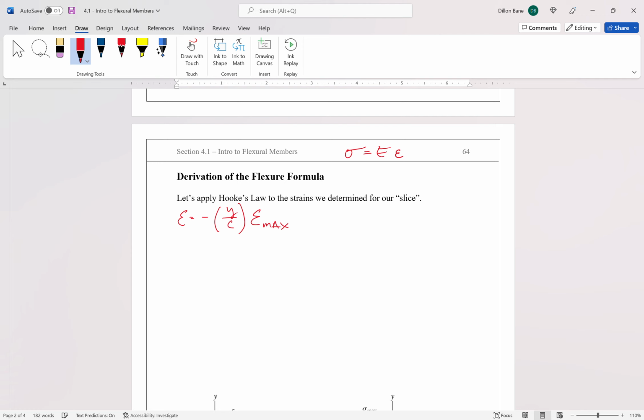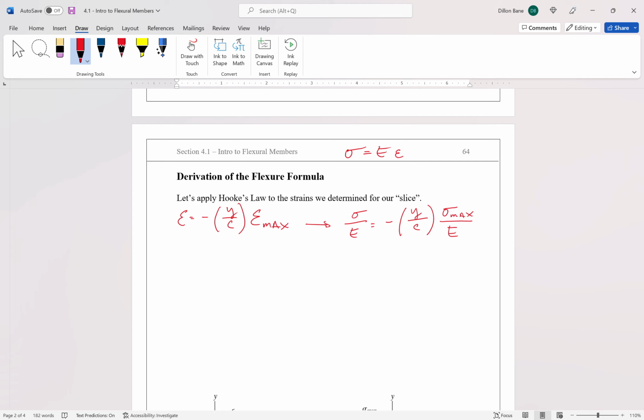So just solving for epsilon, what we find, just applying Hooke's law to this, is that sigma over E is equal to negative y over c times a variable that we're going to call sigma max over E, right? So strain epsilon gives us sigma, epsilon max gives us sigma max when we apply Hooke's law to this.